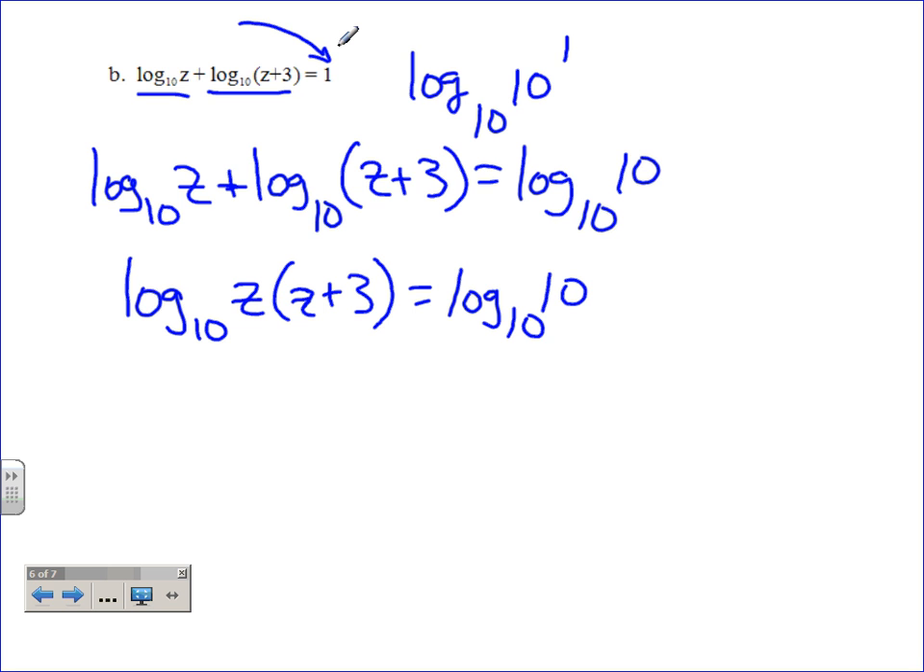Are we now done with hints 1 and 2? If you've done hints 1 and 2 properly, what should you always be able to do once you get to that point? Cross them off. But that's all that cancels right there. And so we do have, is it okay if I cancel and distribute the z at the same time? Is everybody good with that? Okay. So z squared plus 3z equals 10.